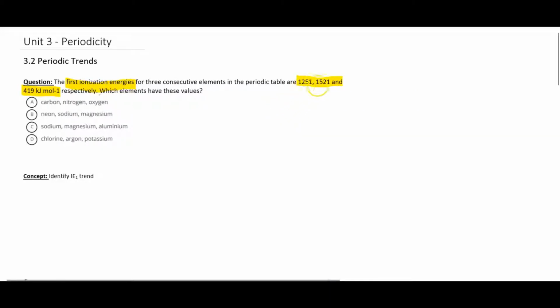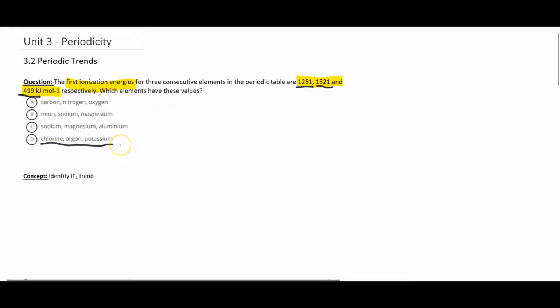If we were to look at the question again, the second value is slightly higher than the first value, and the third value is lower than the first two. So if we were to predict the pattern, the second value and the first value are on the same period, but the second is further to the right than the first. And the third value is on the next period as it has an extra energy level. That's why it's much lower than the first two. Based on this assumption, answer D is the closest.